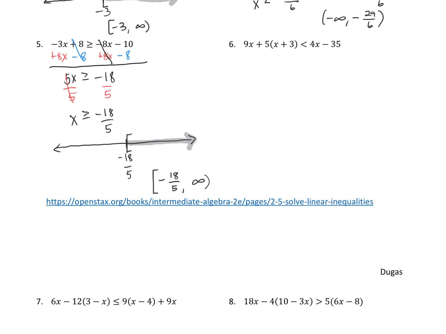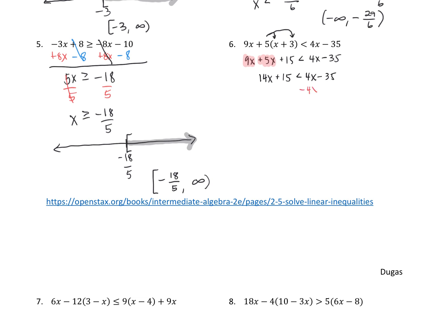Number 6. So we're going to start by distributing the 5. So we'll have 9x plus 5x plus 15 is less than 4x minus 35. We can combine like terms, so we have 9x plus 5x. So that will give us 14x plus 15 is less than 4x minus 35.